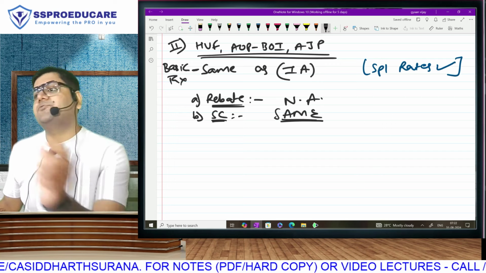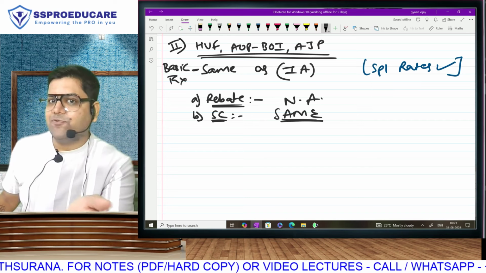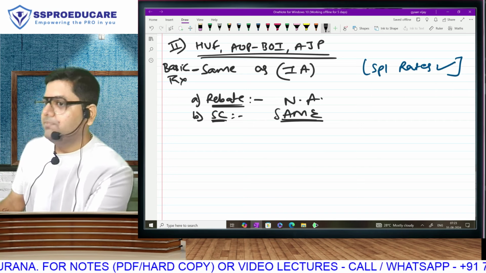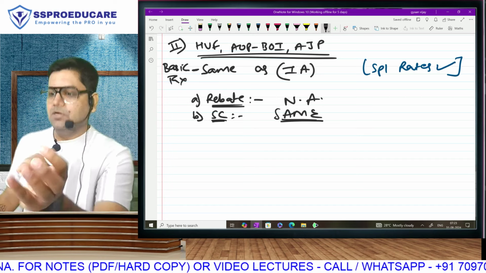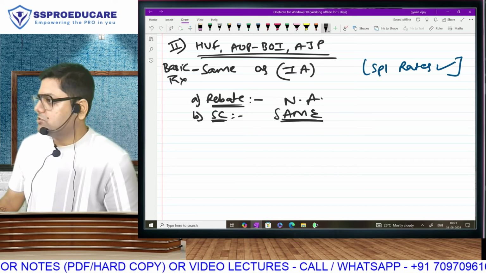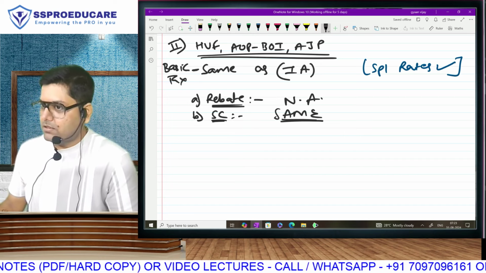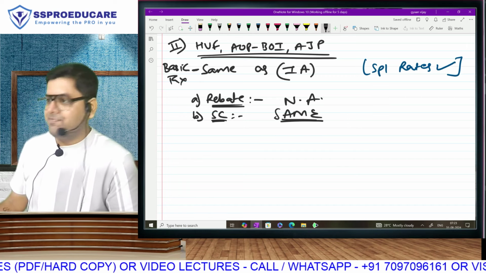See, surcharge is for all individuals and for all other assessees also. But did I tell you in the last class that for other assessees the rates are different? But that is for companies and firms. For these assessees, the surcharge rates are also the same. Is this clear? But last year, the Finance Minister brought an amendment here.